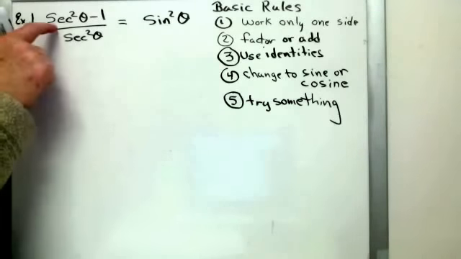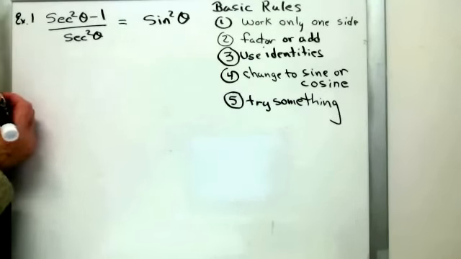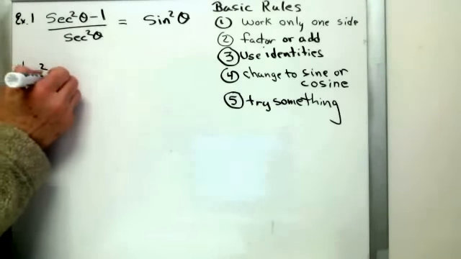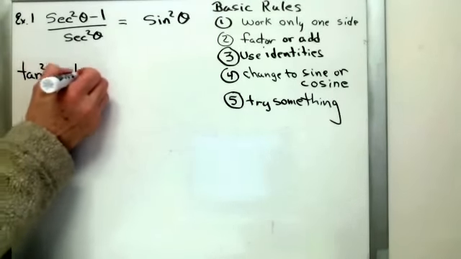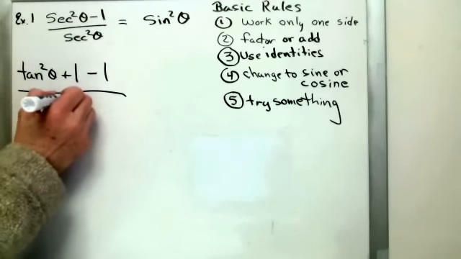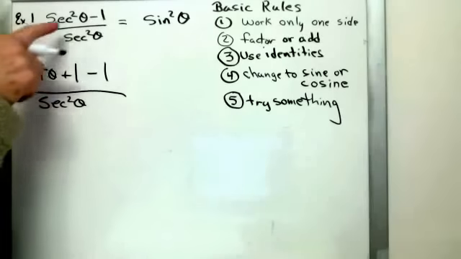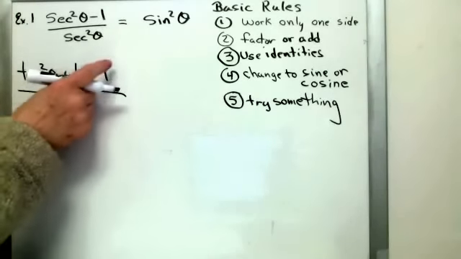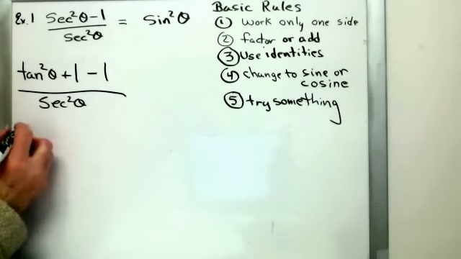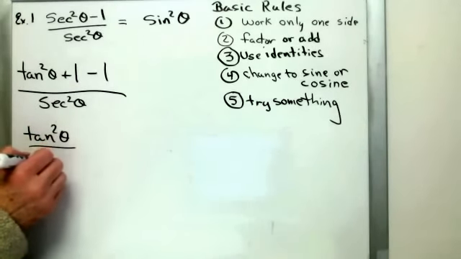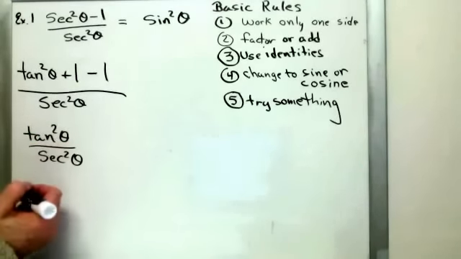So my first step is I'm going to replace secant squared theta with something. How about tan squared theta plus 1 minus 1 all over secant squared theta. So I replace secant squared theta with tan squared theta plus 1. Direct substitution using identities. Now I'm going to simplify. The ones are going to cancel out. So now I have tan squared theta over secant squared theta.